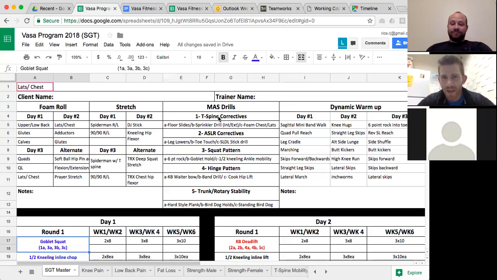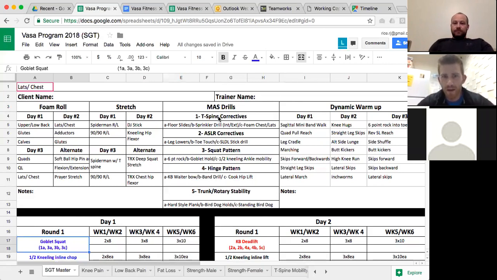So the reason we have it MAS is we wanted to make sure we were communicating the order in which those things are going to happen, right? So mobility first, right? We're going to stretch first. Activation, right? We're going to do our correctives and activations second. And then stability third, right?